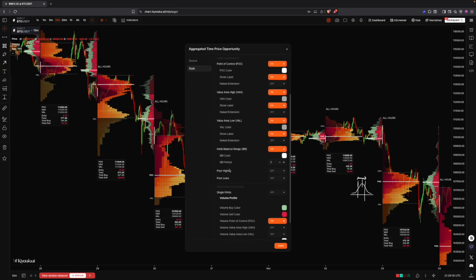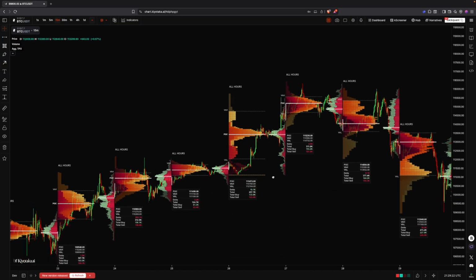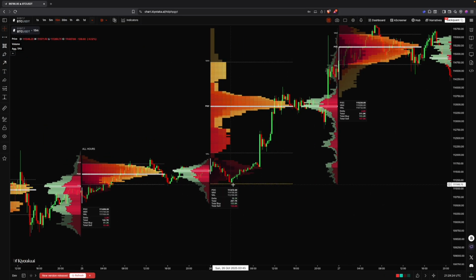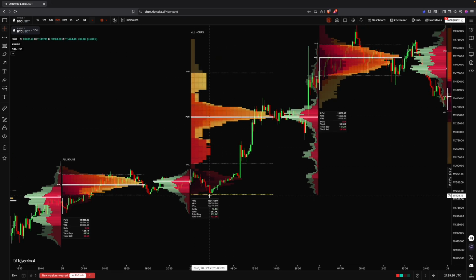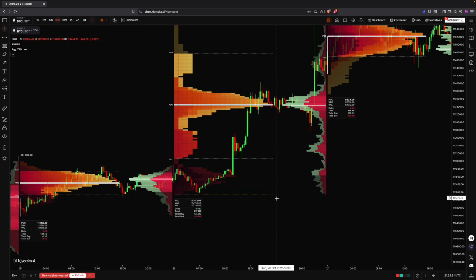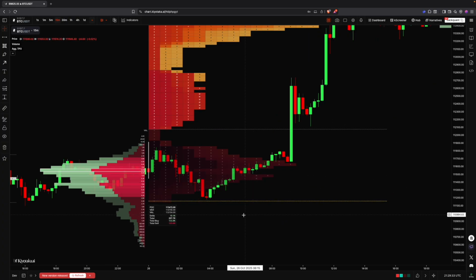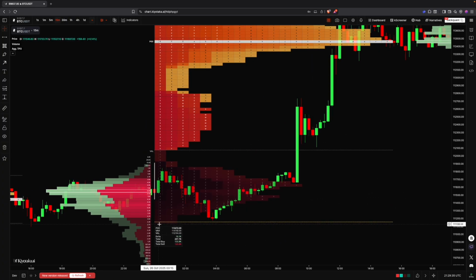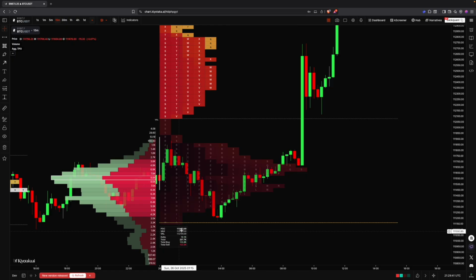And this brings us to poor lows and poor highs. So a poor high and a poor low are going to be indicated by, this is a poor low here because it's the session low, indicated by the yellow dotted line you see here. And what this is basically because there's more than one block stacked horizontally, TPO block.